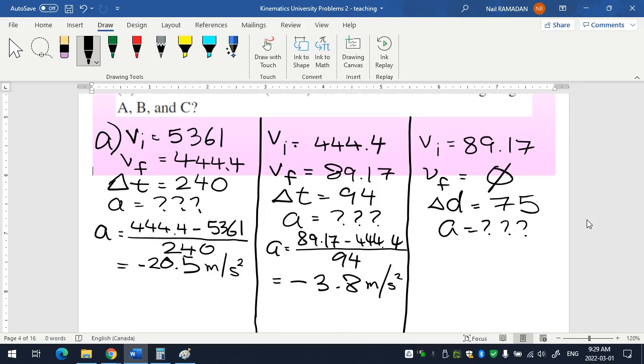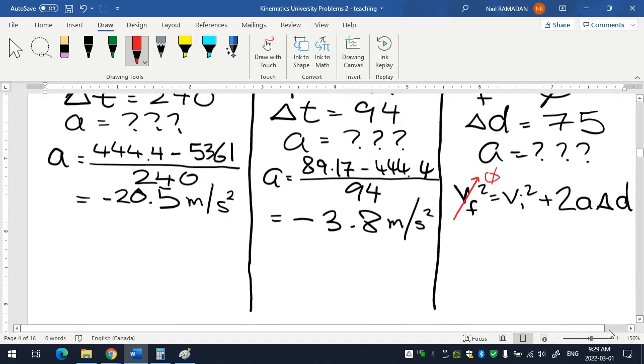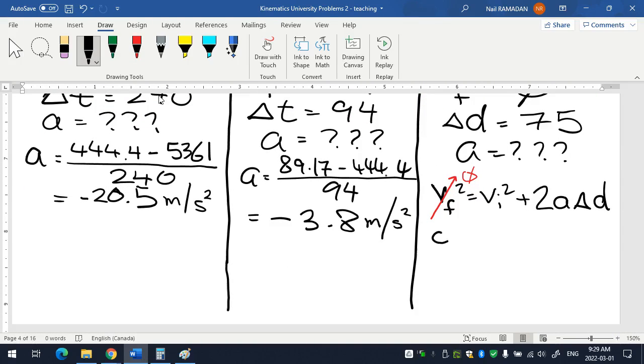What's missing now from this list? Time. Which equation has no time? Last one, number 5. So VF squared equals VI squared plus 2A delta D. What's the good news about VF in this stage? 0. So that means the entire left side is zeroed out. Which means 0 equals VI, what's the VI? 89.17. Don't forget the square.